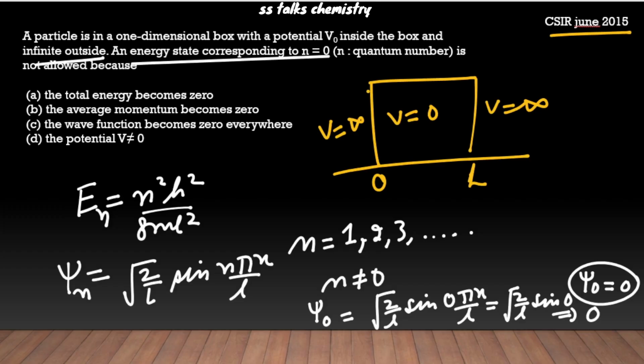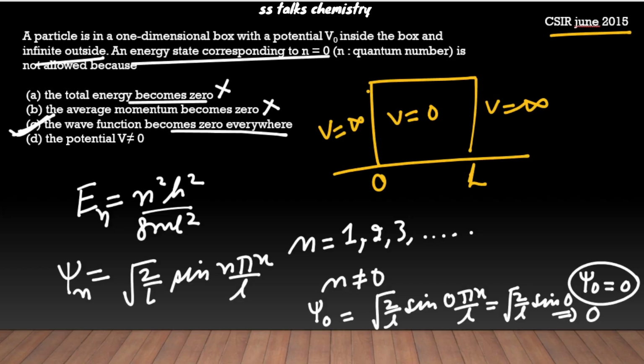It is not possible. The first option says total energy becomes 0, that's why we are not considering it. This is not the case. Average momentum becomes 0, this is also not the scenario. The wave function becomes 0 everywhere. So the most apt one is option C in this case.